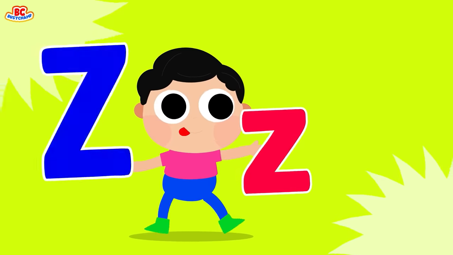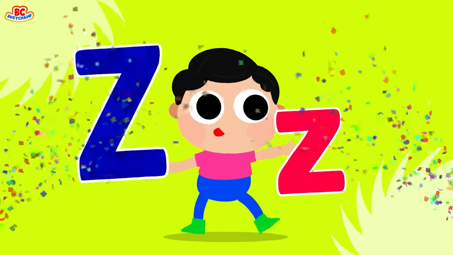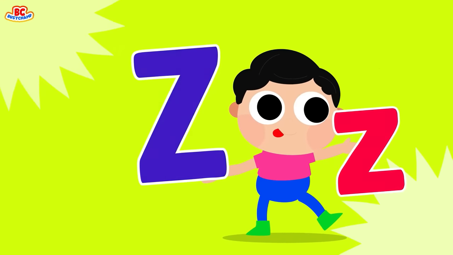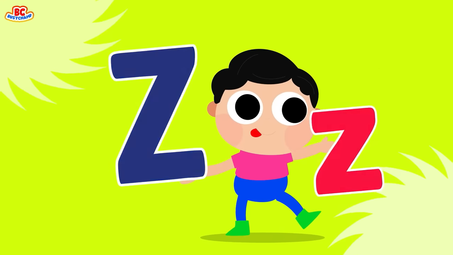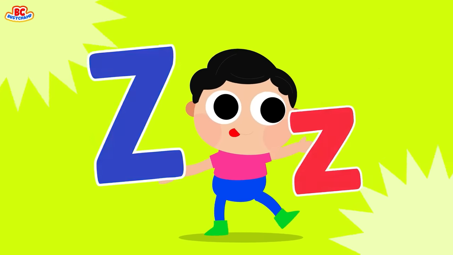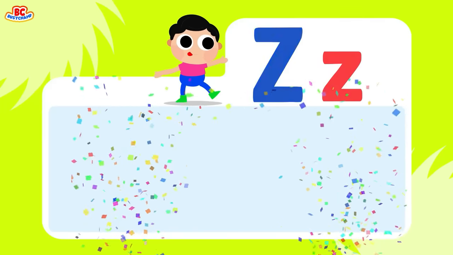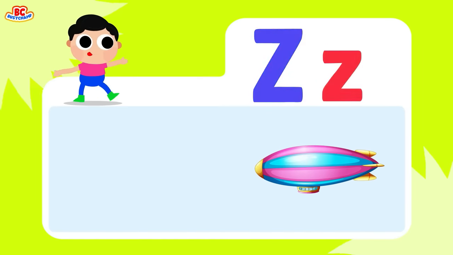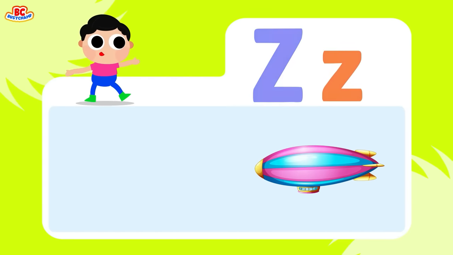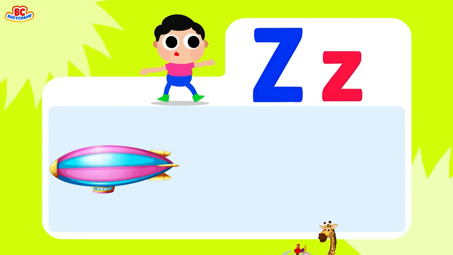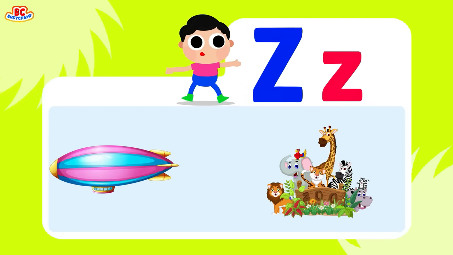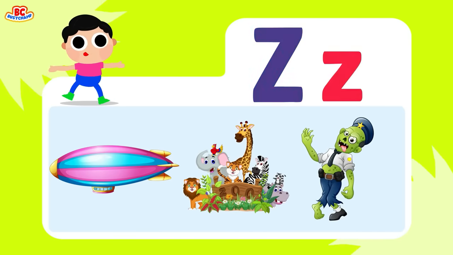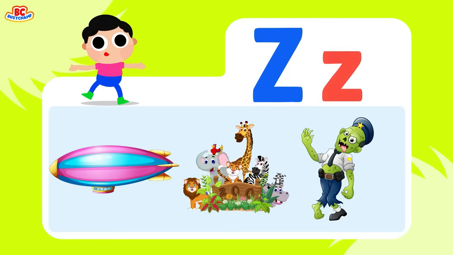Which alphabet can you see in my hand? I have the letter Z in my right hand and it sounds Z in my left hand. And there are so many words that begin with letter Z. Z called Zeppelin. Z, Z, Zeppelin. Z called zoo. Z, Z, zoo. Z called zombie. Z, Z, zombie.